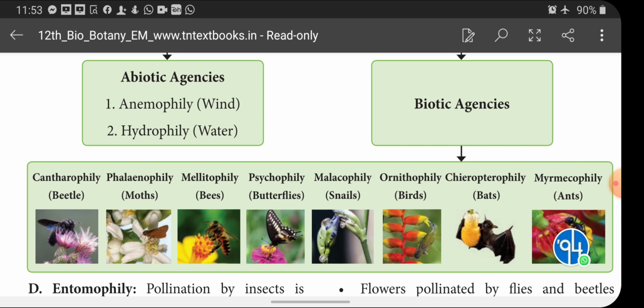Cantharophily and Phalaenophily. That's all. How to write the answer? Pollination by beetles is called Cantharophily. Pollination by moths is called Phalaenophily. That's all the answer, for 1 mark, 2 marks. So please be thorough with these branches.